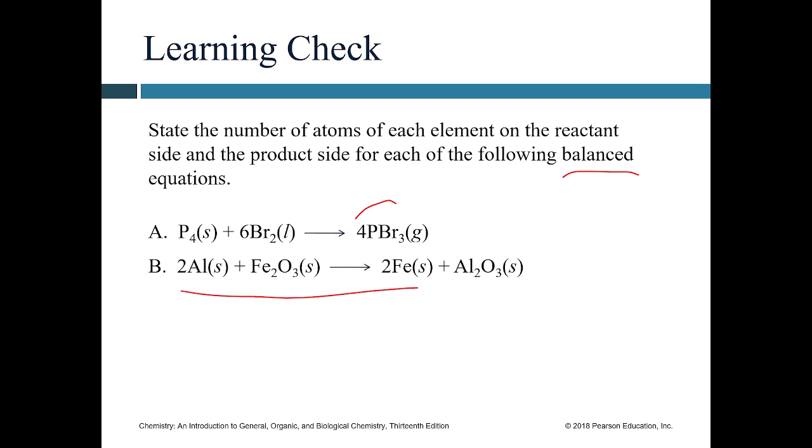Okay, how about this one right here? How many Al? 2. Got it. How many Fe? 2 again. How many oxygens? 3. Very good. Anybody having any trouble reading this? That one's balanced. It is, indeed.